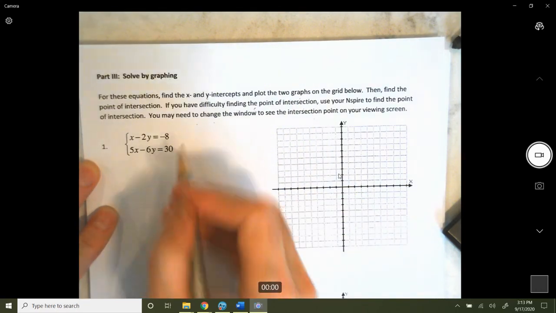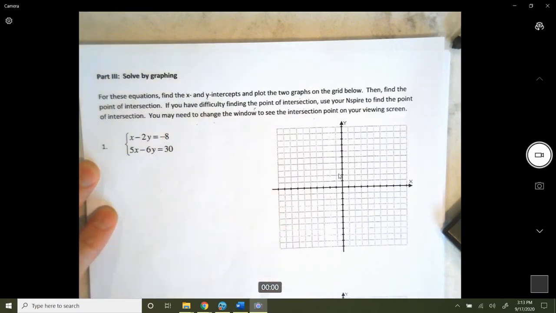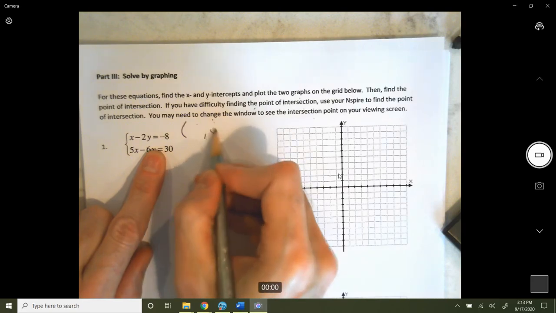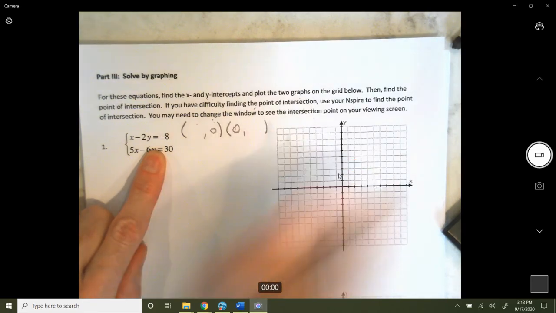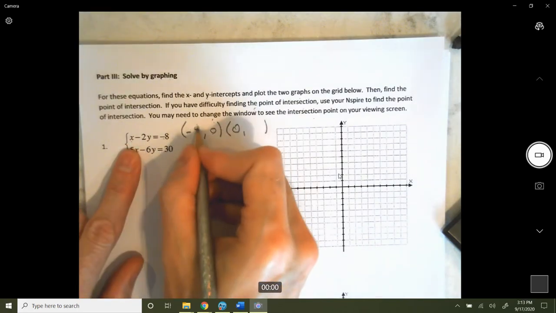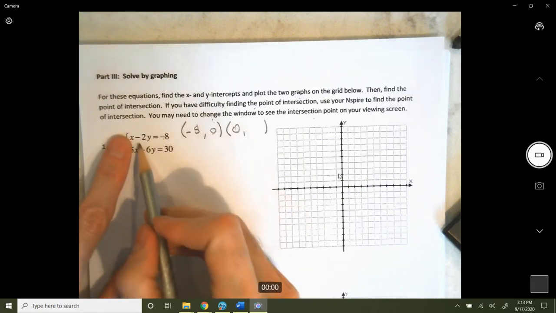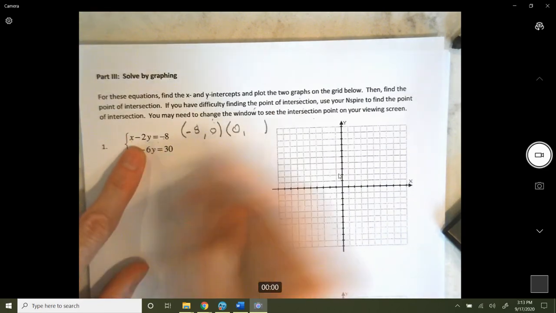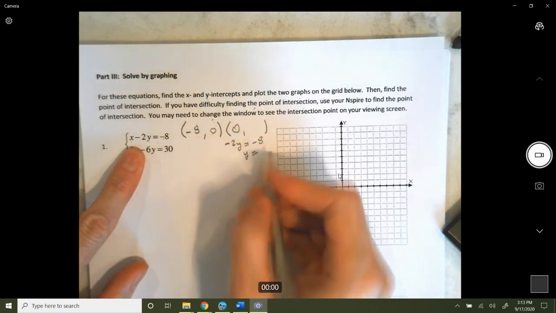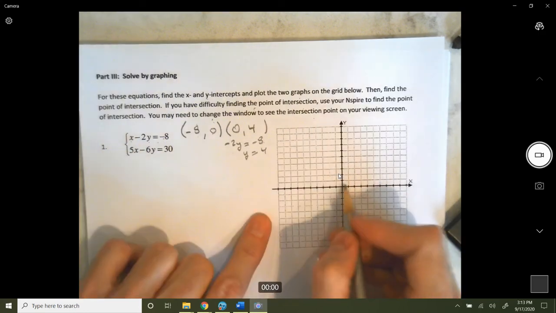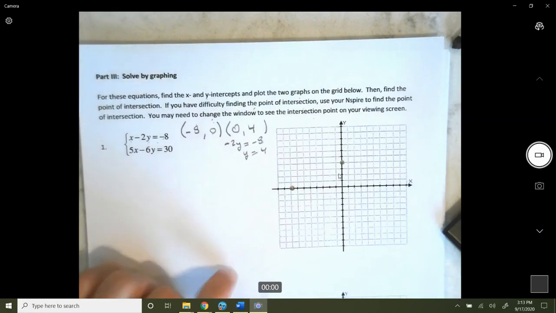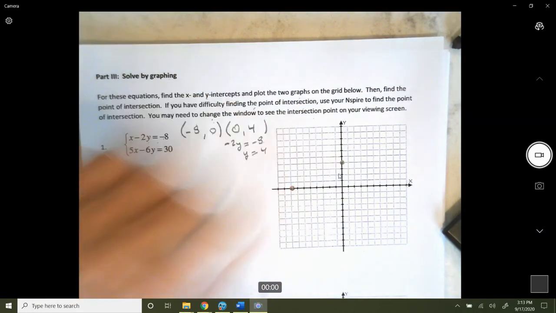So what we're going to do is find our x and y intercepts. For the first one, the x-intercept is something comma 0. The y-intercept is 0 comma something. So if I plug in a 0 for y, I get x equals -8. I plug in 0 for x, I get -2y equals -8, or y equals, divide by -2, 4. So -8, 0, and 0, 4. Okay, so that's going to be my first line.